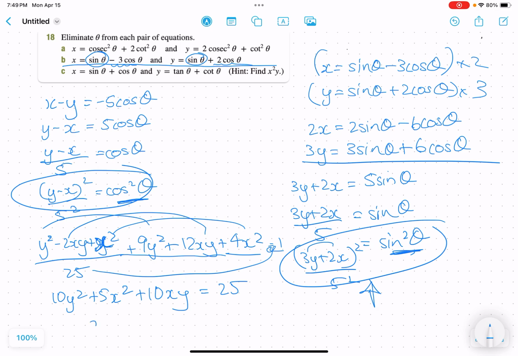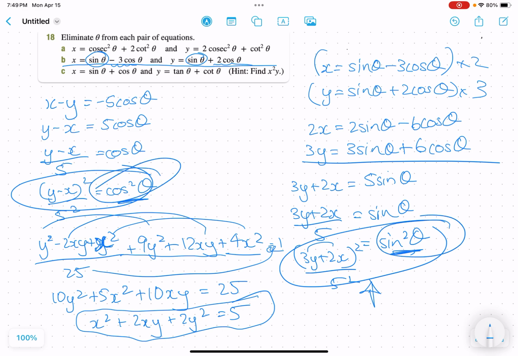So let's go. I'm going to put the x squared and then 2xy and then 2y squared equals 5. Yeah, that'll do. We'll leave it like that. So there's your equation. We've eliminated theta. So we've used sine squared plus cos squared equals 1.